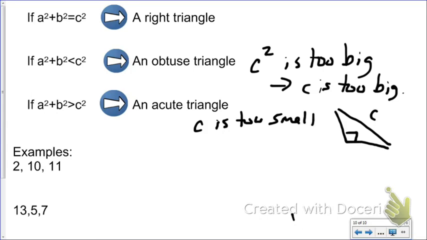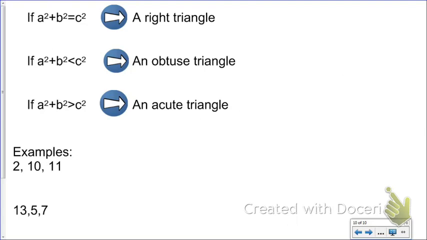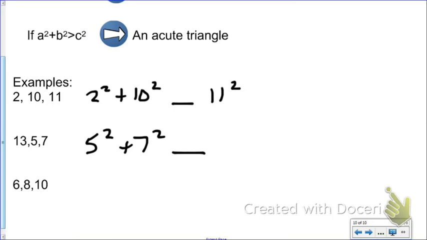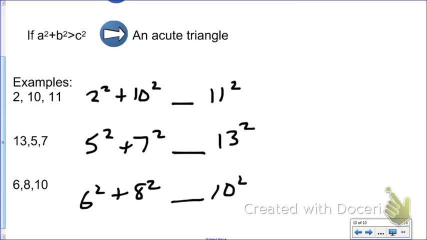If we go with this 2, 10, and 11. Now the C has to be the longest side. I'll go through and set all three of them up first. So we'd have 2 squared plus 10 squared, and we're going to compare that to 11 squared. The second one, they're out of order, so be careful: 5 squared plus 7 squared, and we're going to compare that to 13 squared. And then the last one, we have 6 squared plus 8 squared, and we're going to compare that to 10 squared. So let's convert them into numbers.